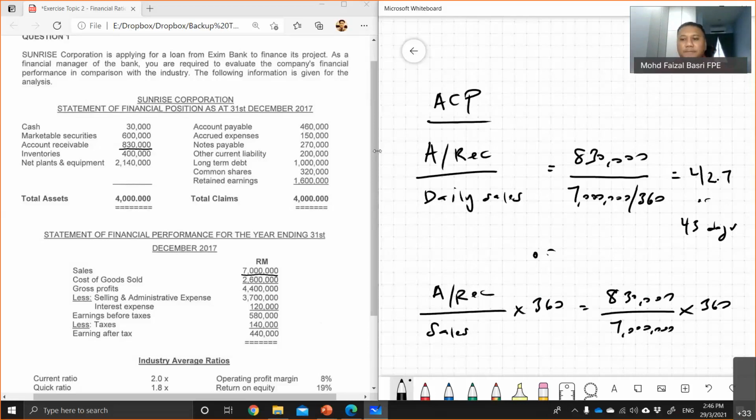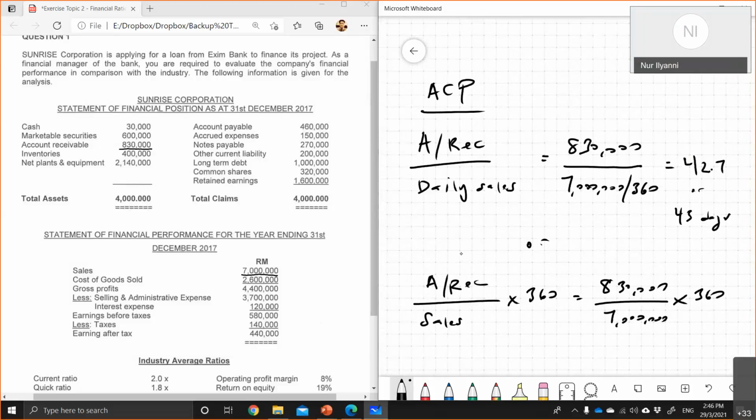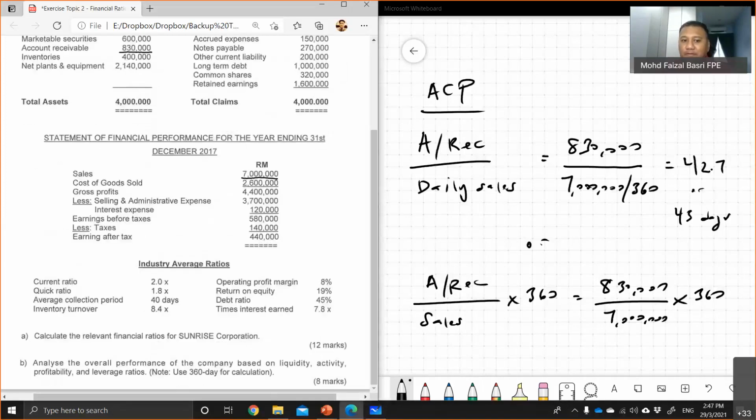Yes, the same answer. So doctor, I want to ask, because we are multiplying with 360, right? So what if the year is 365? Oh, all right. So just to let you know, to make it standardized for everyone, in finance, we will assume the number of days would be 360 per year. By the way, if you look back at the question just now, on the left, they mentioned you can use 360 days for calculation.